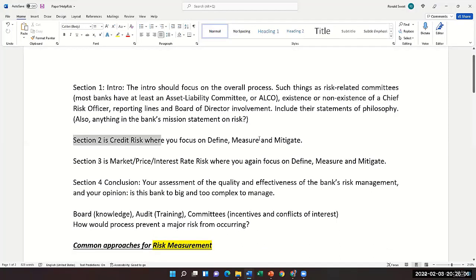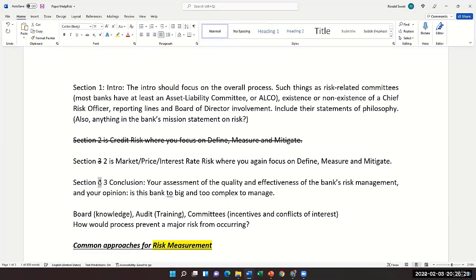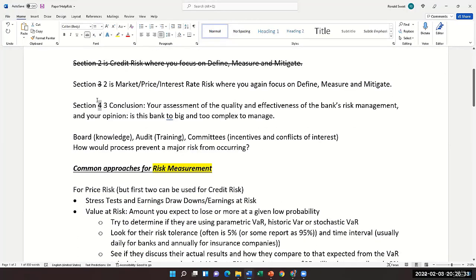All right, you're not doing section 2, so you're good on that. So your section 2 is market price interest rate risk. So you're going to do define, measure, mitigate. And then section 3 is your conclusion, your assessment of your overall bank.